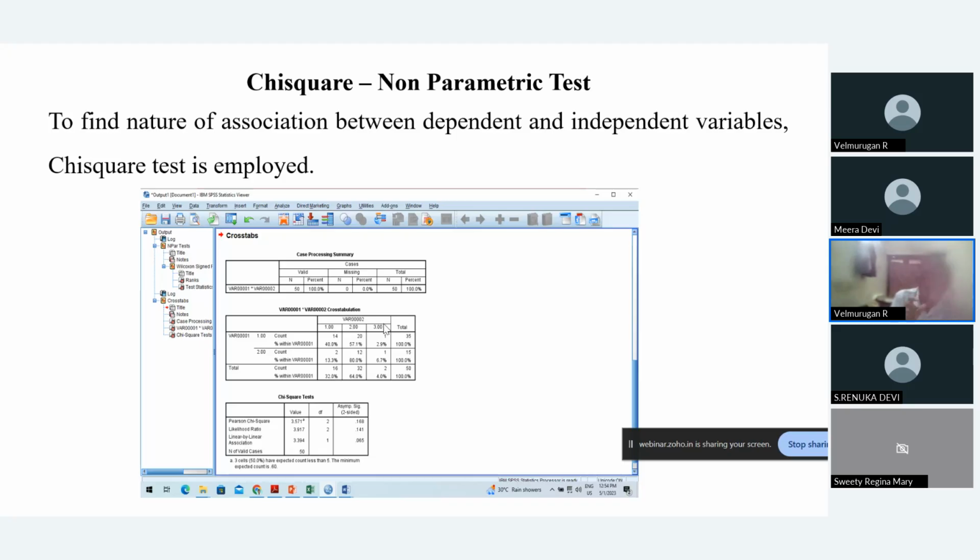If you want to measure whether there is any association between dependent and independent variables, or to find whether there is any association between two variables, we can employ chi-square. This is the purpose of employing chi-square. The main thing is that if your population is not normally distributed, then only should you employ the chi-square test.